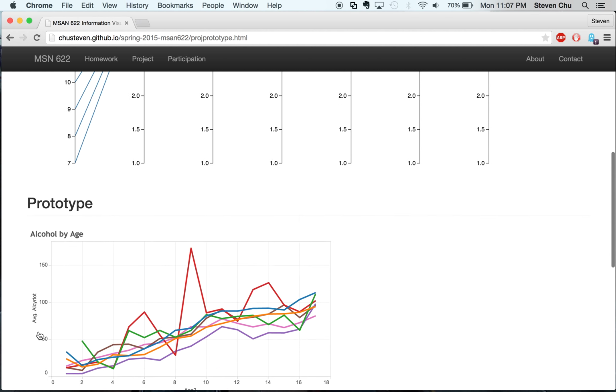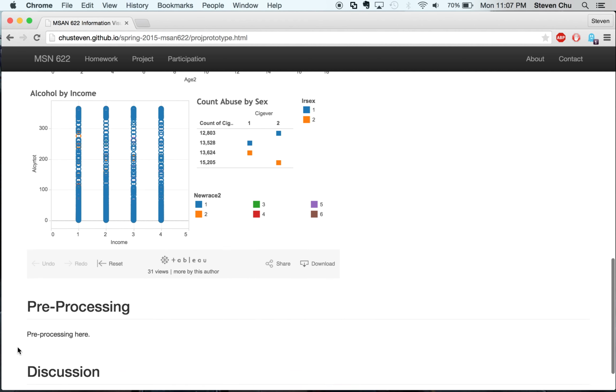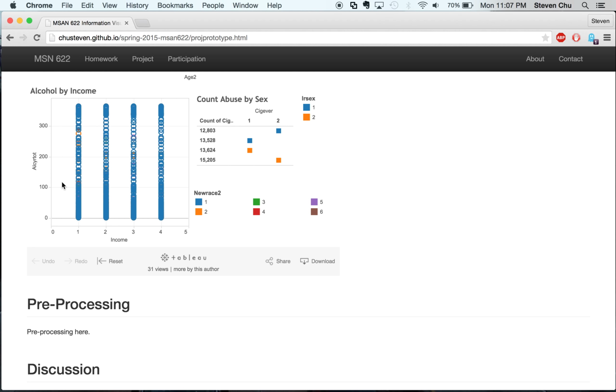So the next plot I want to look at and share is this one right here, this alcohol by income. And what I mean by alcohol is on the y-axis over here, this is a measure of how many drinks a person has had in the past year. I'm sorry, how many days a person has had a drink in the past year. So this ranges from 1 to 365. Down here along the x-axis, we've got a coded income variable with 1 representing the poorest and 4 representing the richest individuals.